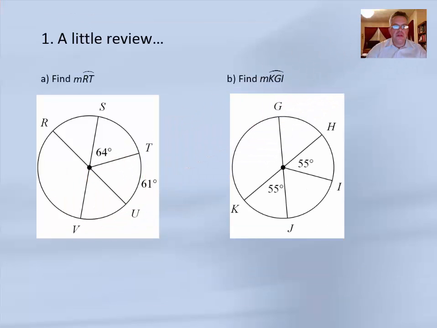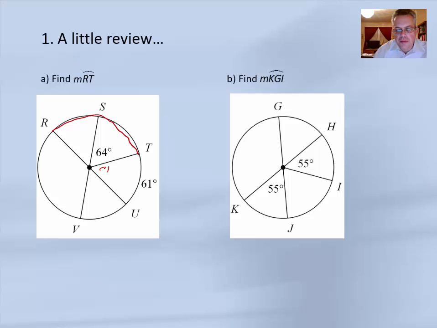So today in class we're talking about central angles, and we have two problems here to help us review this. In the first problem, we want to find the measure of arc RT. RT starts at point R, of course, and goes all the way over here to T. So we want to find the measure of that arc. We know part of it, the 64 degrees is the measure of ST, but we need this other part here.